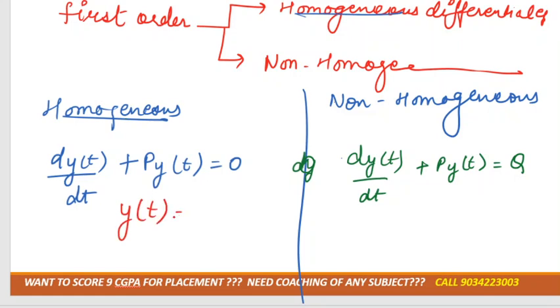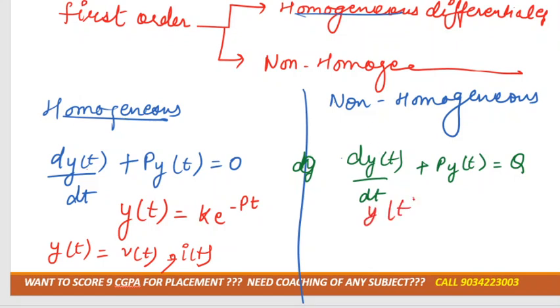y(t) would be equal to k times e raised to the power minus pt. This y is any one of the variables. If you want to calculate voltage, then it would be v(t). If you want to calculate current, then it would be i(t). Got it? So y(t) can be v(t) or i(t). Now similarly, for the non-homogeneous case, y(t) is q/p plus k times e raised to the power minus pt.